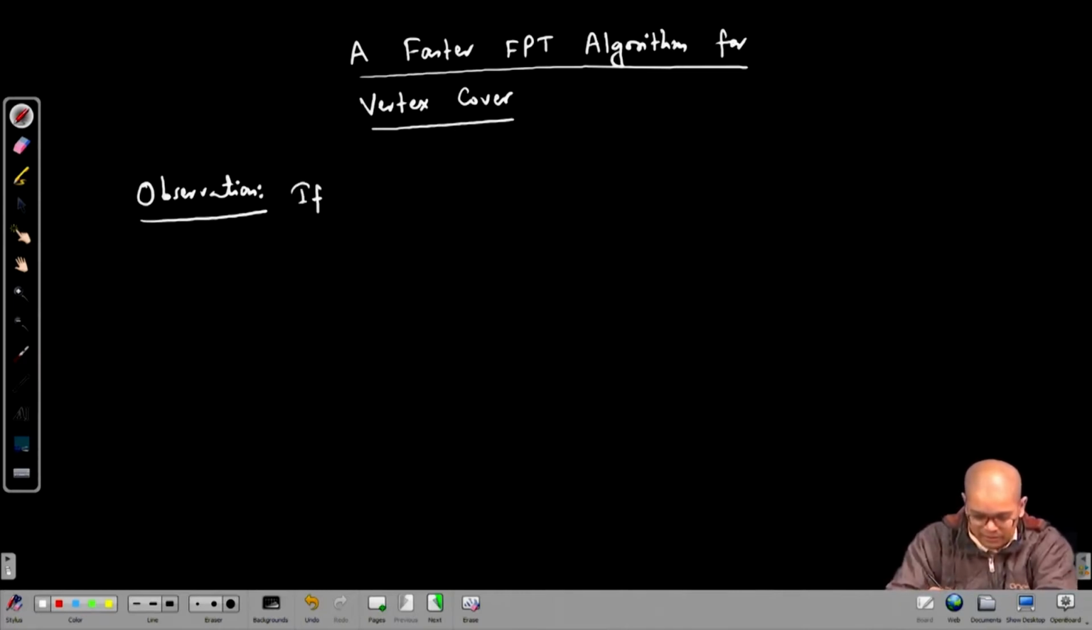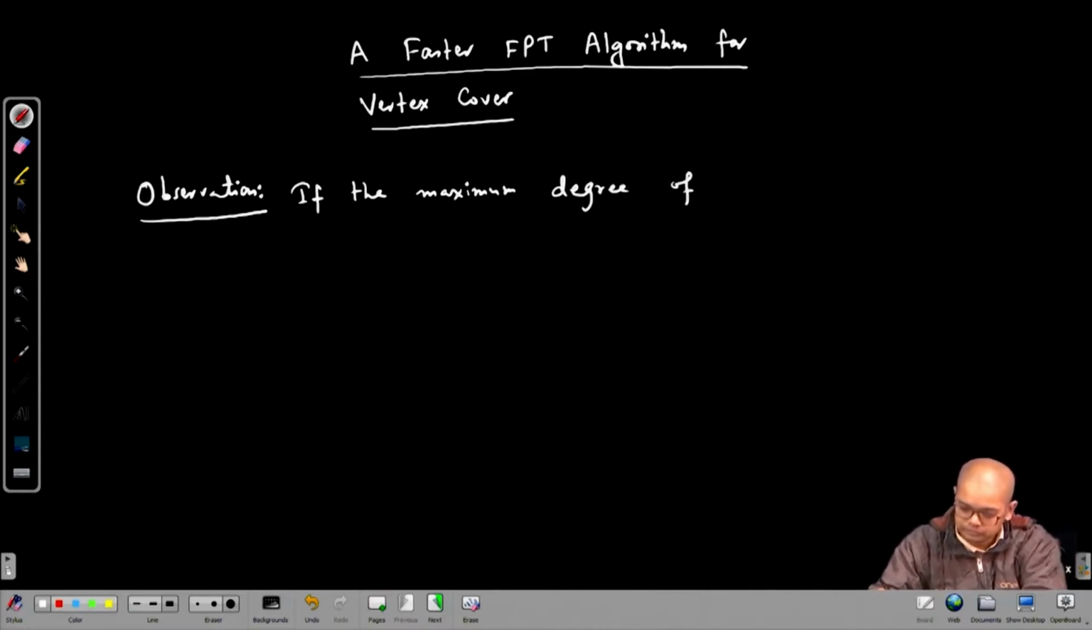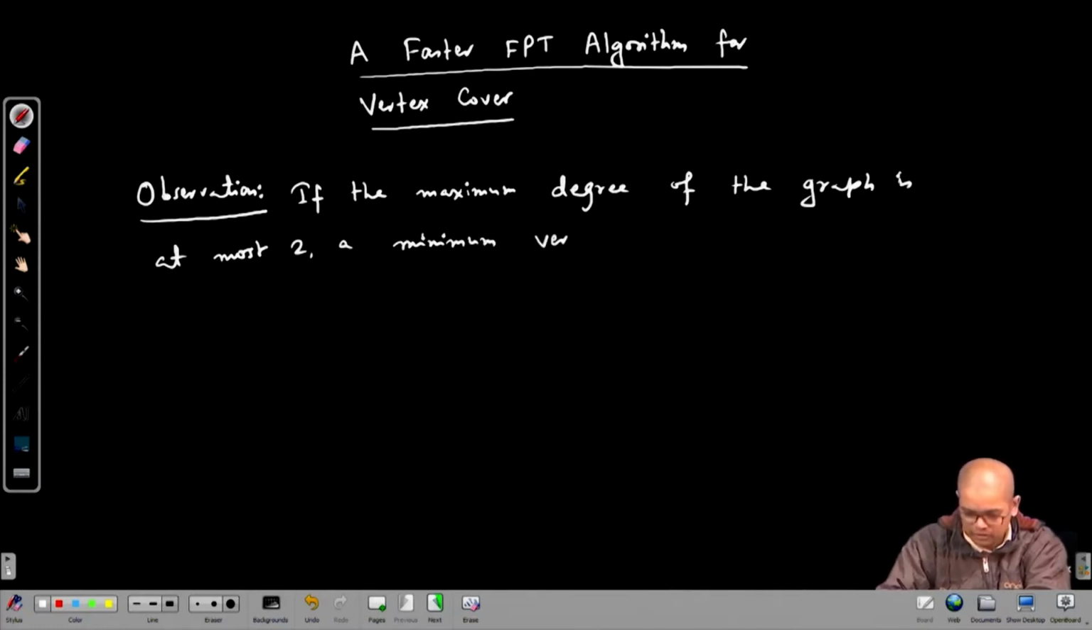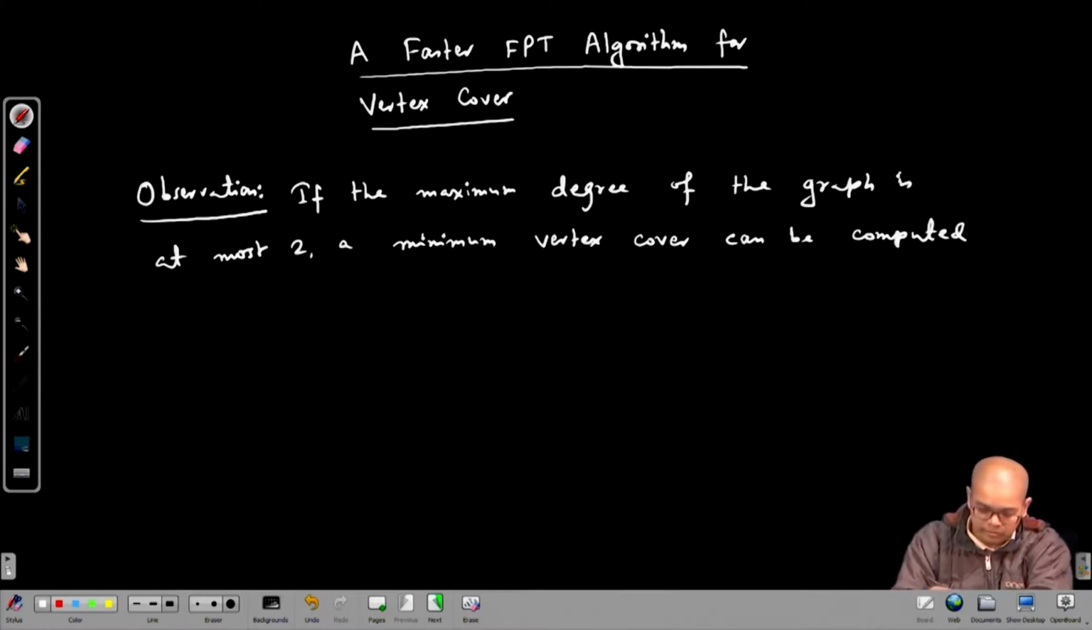That if the maximum degree of the graph is at most 2, a minimum vertex cover can be computed in polynomial time. Okay, now what is the algorithm?